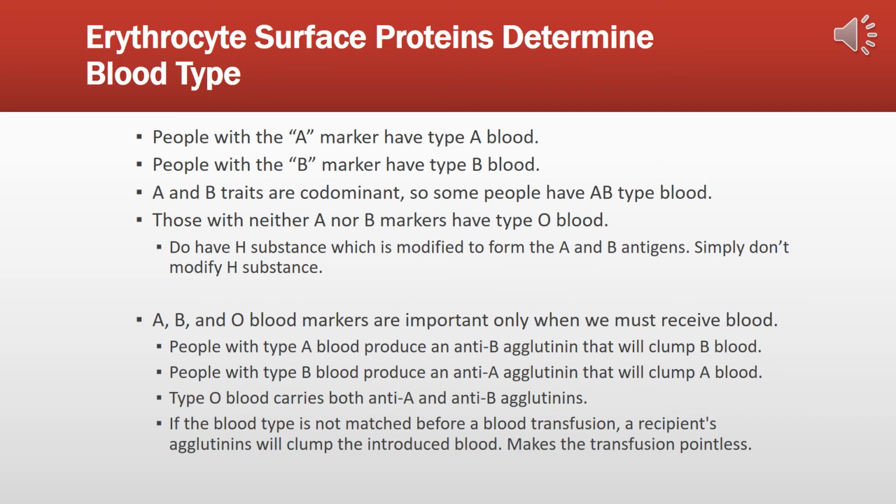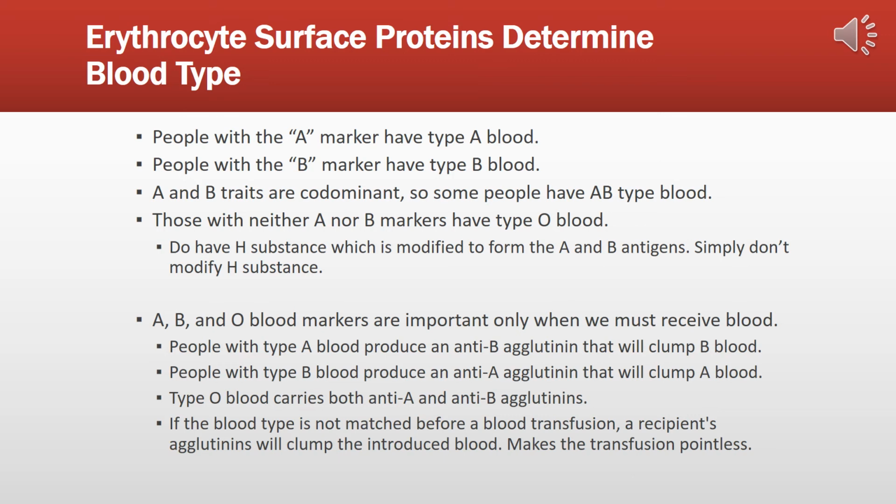So if you'll recall in chapter 4, we talked about a structure or layer on the plasma membrane called the glycocalyx, which is made up of glycoproteins and glycolipids. Within this glycocalyx on red blood cells, we have protein markers, or antigens, which are responsible for giving us a specific blood type. So people with the A-type marker or antigen are said to have A-type blood, and people with the B-type marker are said to have B-type blood.